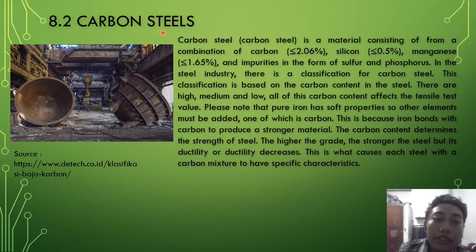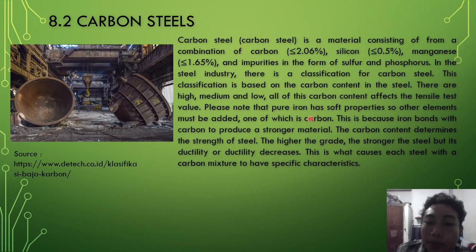Next, 8.2 Carbon steel. Carbon steel is a material consistently formed from a combination of carbon around 2.06%, silicon around 0.5%, manganese around 1.65%, and impurities in the form of sulfur and phosphorus. In the steel industry, there is a classification of this carbon steel. This classification is based on the carbon content in the steel. There are high, medium, and low. All this is carbon content effect.